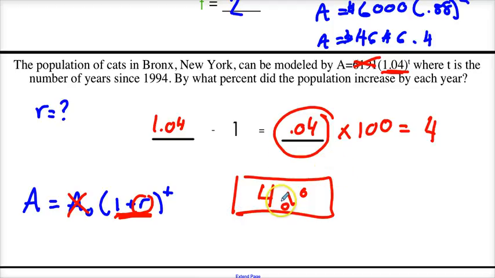Now let's be clear here. All you do is you look at the number in the parentheses, you subtract 1, and you multiply by 100. I'm going to say that one more time. You take the number in the parentheses, you subtract 1, and you multiply by 100. And that's how you figure out the percent increase or decrease. If this number is less than 1, then it's a decrease. If it's greater than 1, it's an increase.